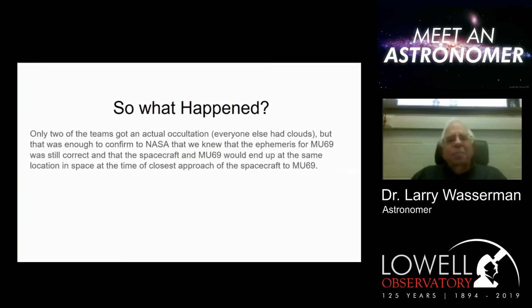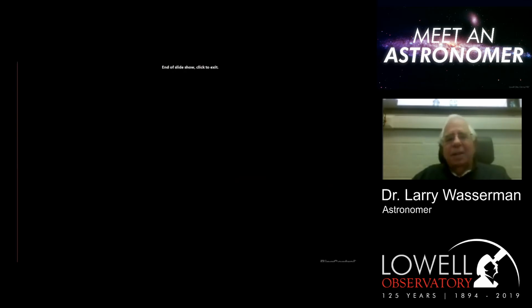So only one of the teams actually got an occultation on this one. Everybody else had clouds. We were on the field at the beginning, and then the clouds moved in. Very frustrating. But that was enough to confirm to NASA that we knew that the ephemeris for MU-69 was correct, and that the spacecraft and MU-69 would end up at the same place in space at the same time, and that everything should work, and it did. And that's basically my talk.